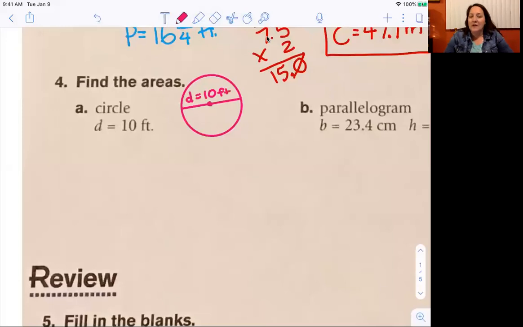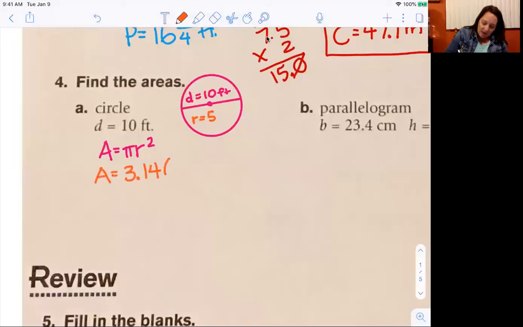So what is the formula for the area of a circle? Area equals pi r squared. But wait, we have diameter. How are we going to find radius? Divide by 2. Because to find a radius from a diameter, you just divide by 2. If the diameter is 10, what's your radius? 5. So your radius equals 5. So let's plug that 5 in. Area equals 3.14 times 5 squared.